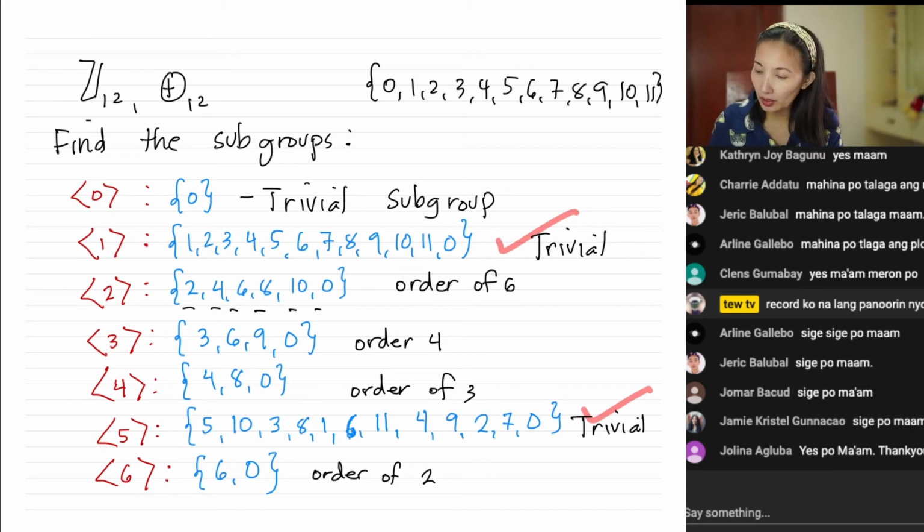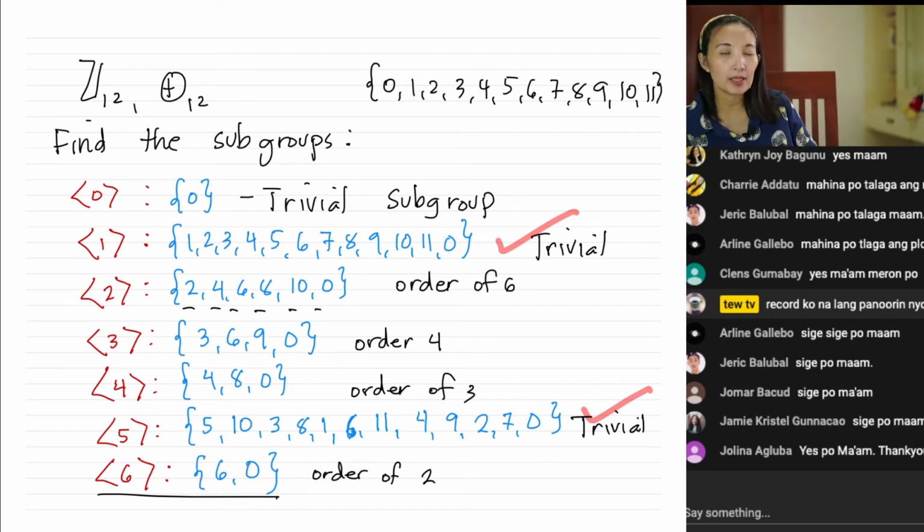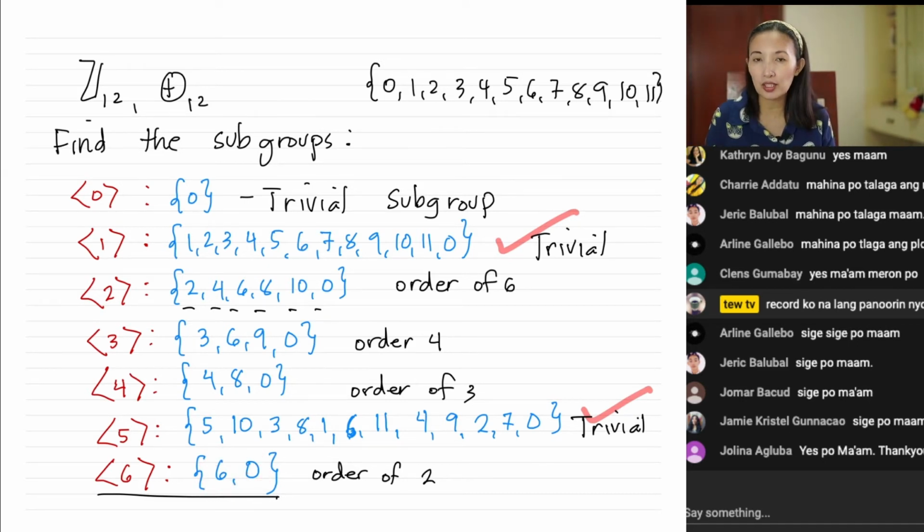Now, let's particularly look into this. Okay, number one, closure property, is it satisfied? 6 plus 6 modulo 12 is 0. It's there. Okay, 0 plus 6 modulo 12 is 6. So, it's closed. Closure property is satisfied. And you can check on associativity. Okay, and number three, is there an identity element? Yes, it contains the identity element 0. And do these elements have inverses within the set? Yes, inverse of 6 is 6 because 6 plus 6 is 0. And inverse of 0 is 0. 0 plus 0 is 0.